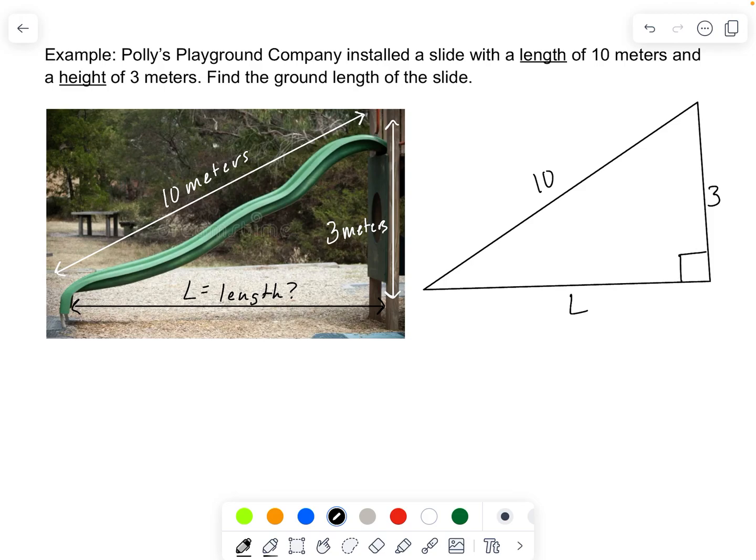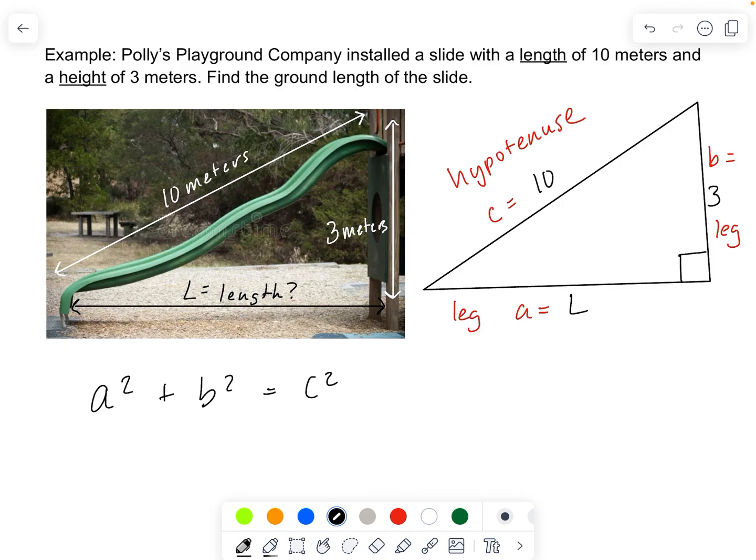This is a right triangle because height and horizontal length are perpendicular to each other. So I can solve this with the Pythagorean theorem. First I'm going to identify the sides of my right triangle, and I'm going to take special care to call the hypotenuse C. And then the legs I can call A and B, and it doesn't matter which one is which. The Pythagorean theorem is a squared plus b squared equals c squared. It's important to make sure that A and B are both legs of your right triangle and that C is your hypotenuse.